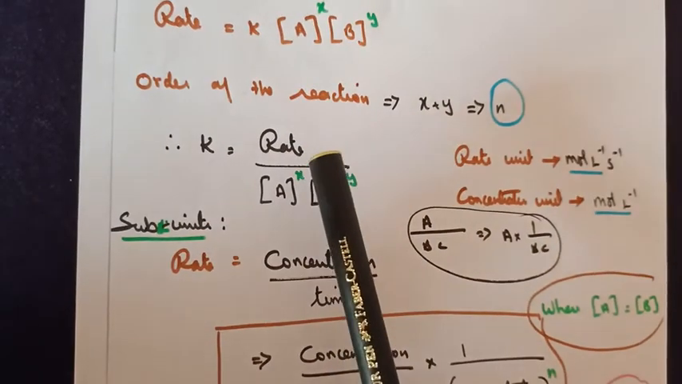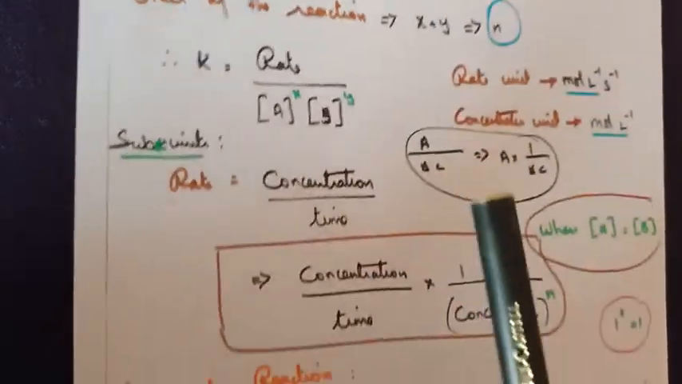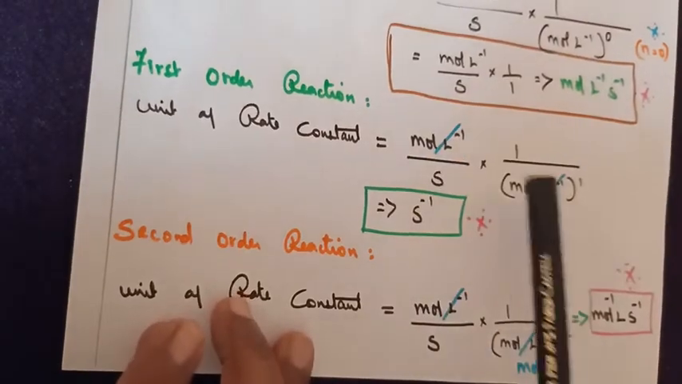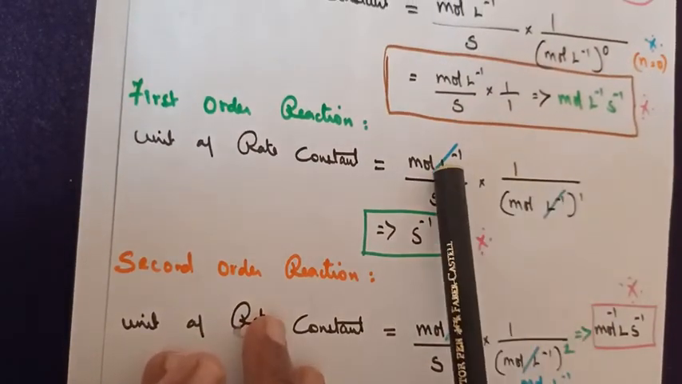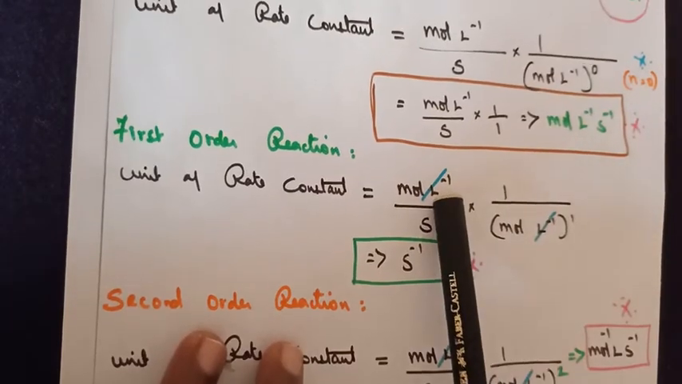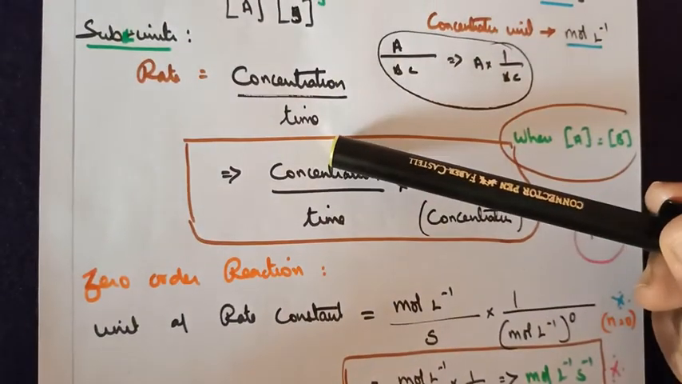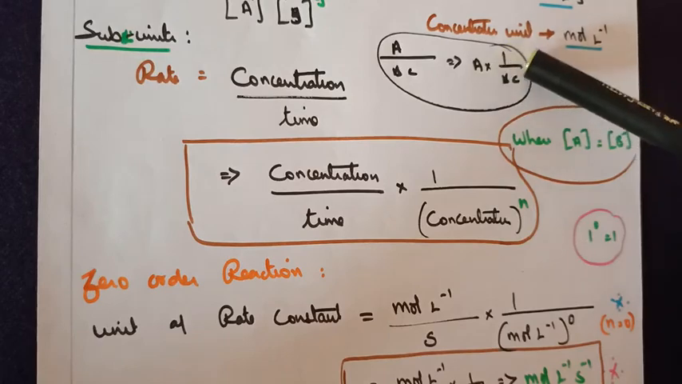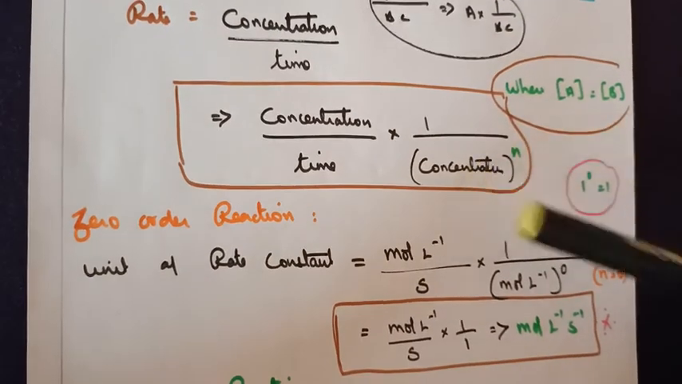Up to here I know you all understood very well. Now for the sake of this cancelling, if you take it in terms of concentration, the substitutions will be easier for you all. That's the only change I have done. If you remember this A into 1 by C concept, the steps will be easier.